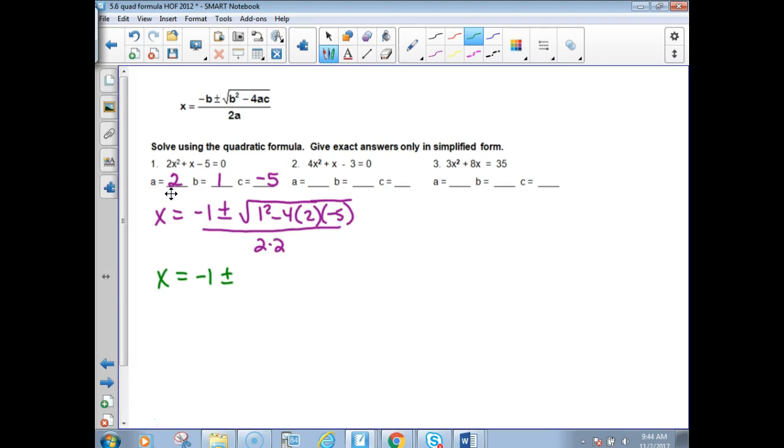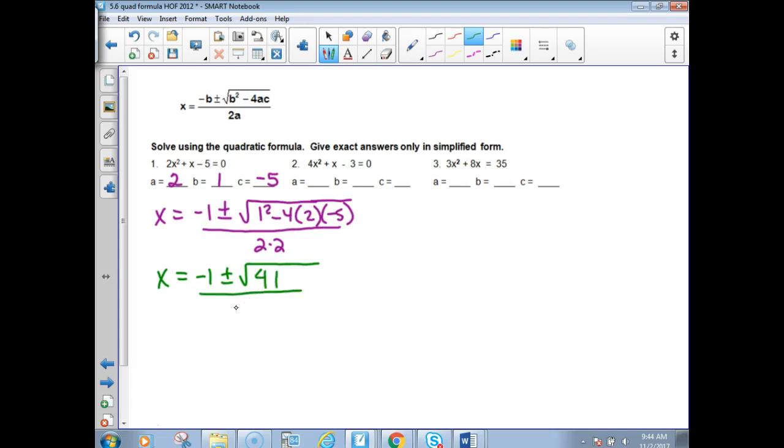No, a is a 2. So I'm going to figure out this part. If you want to, you can type that on your calculator. I'm not going to type it, I am going to do it in my head. 1 squared minus 4 times, well, 4 times 5 is 20, times 2, that'd be 40. This is going to be plus 40 because you have a negative and a negative. So this should be 41.